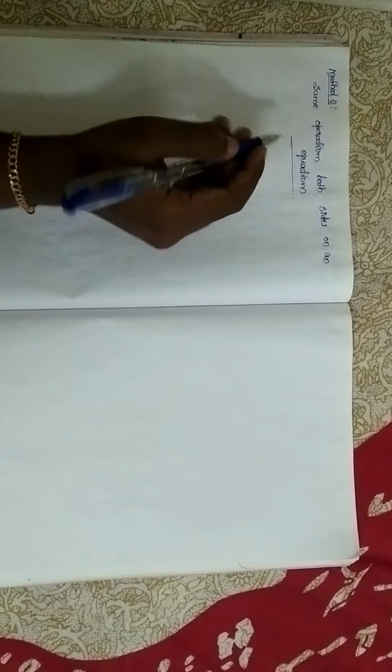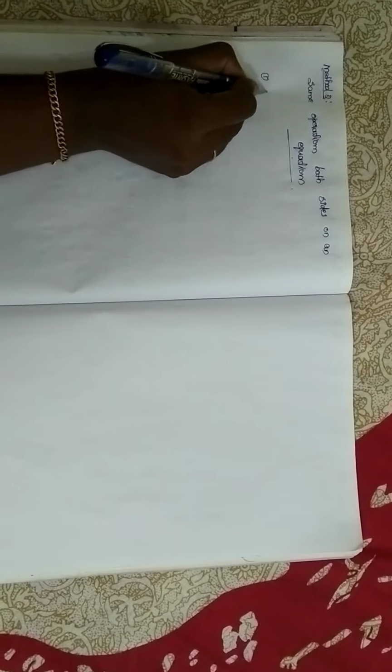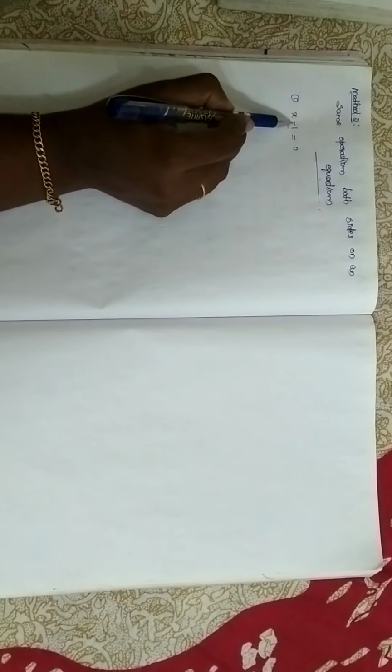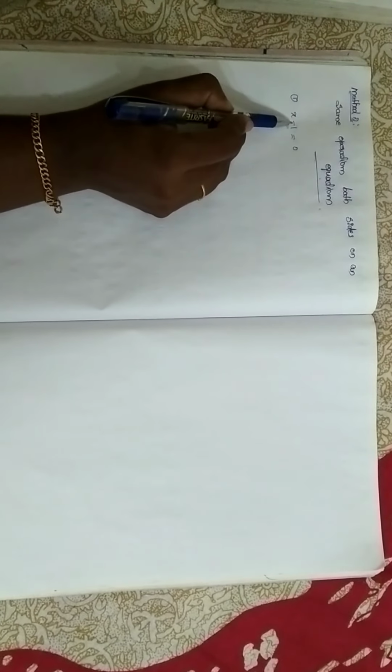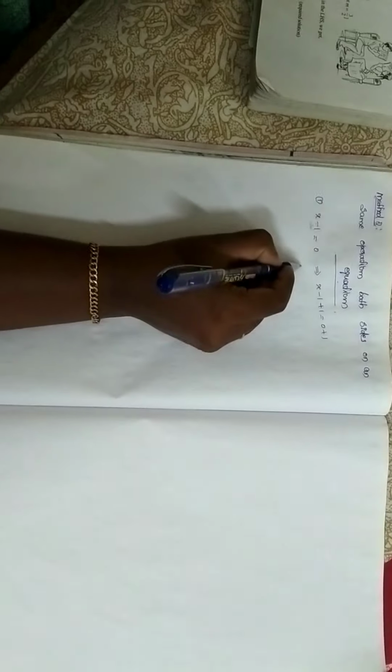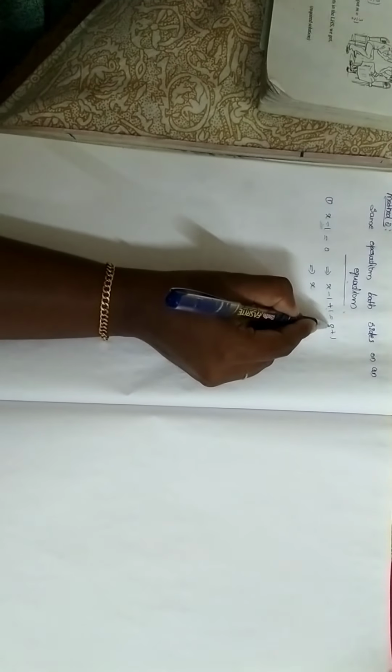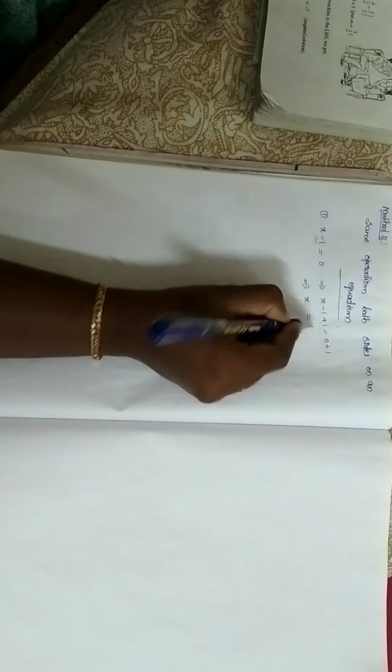So how do we separate? First question: x minus 1 is equal to 0. x is the variable and minus 1 is the constant. So here the operation is subtraction, so we add plus 1 to both sides. That is x minus 1 plus 1 is equal to 0 plus 1. Minus 1 and plus 1 cancel, and 0 plus 1 is equal to 1. So x is equal to 1 is the solution.